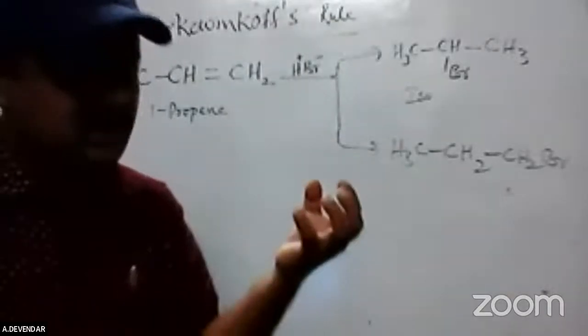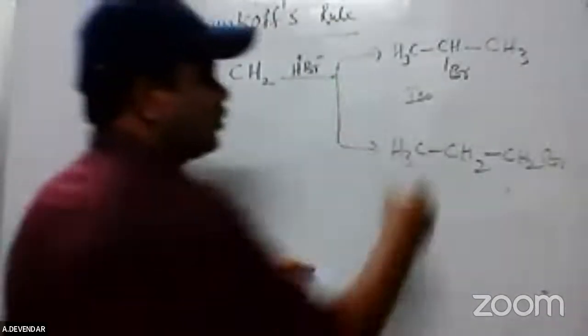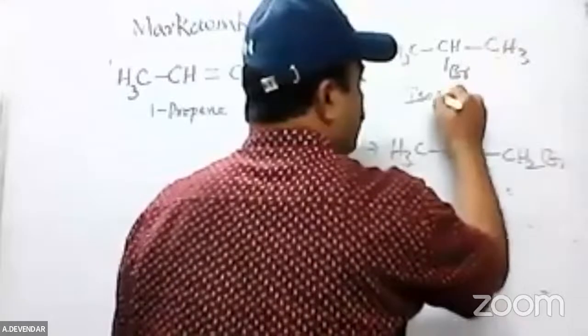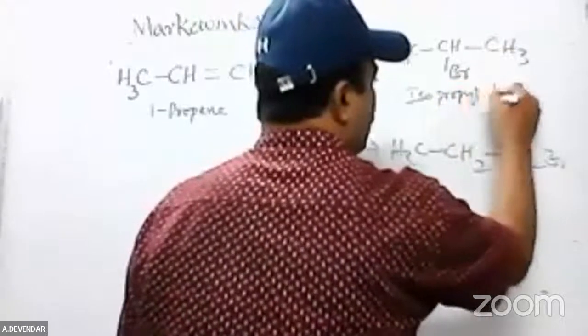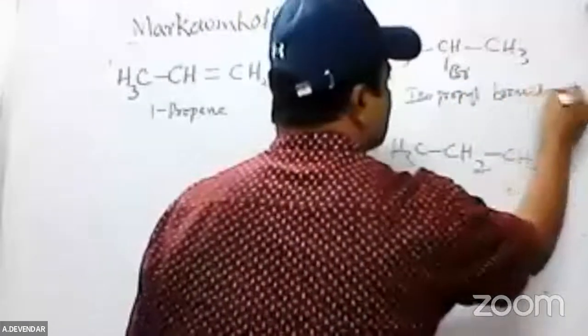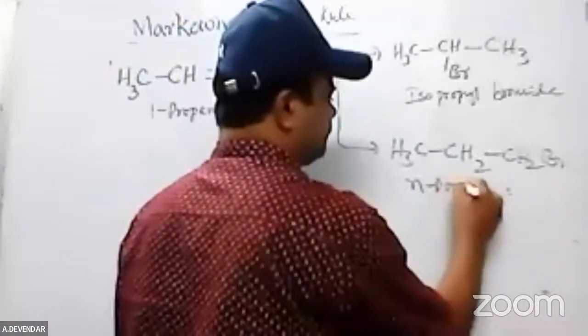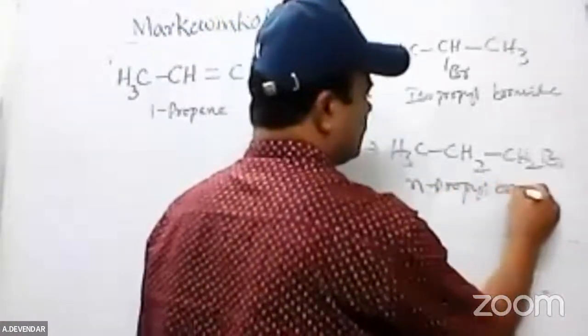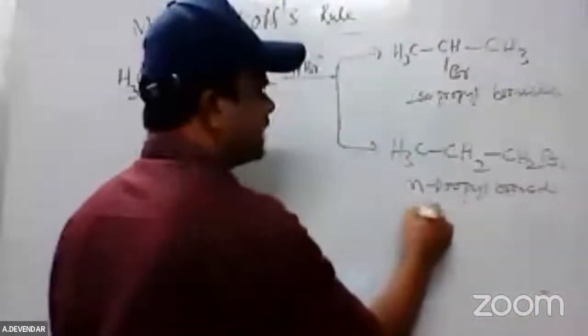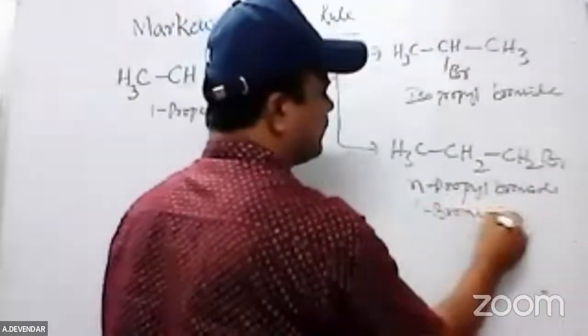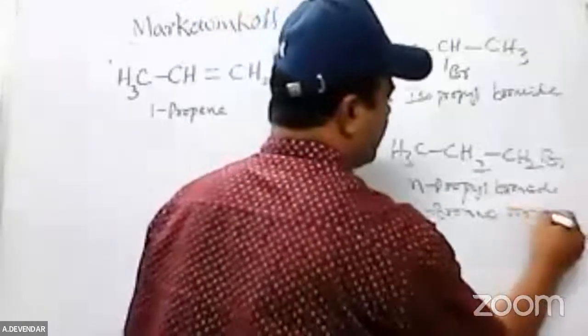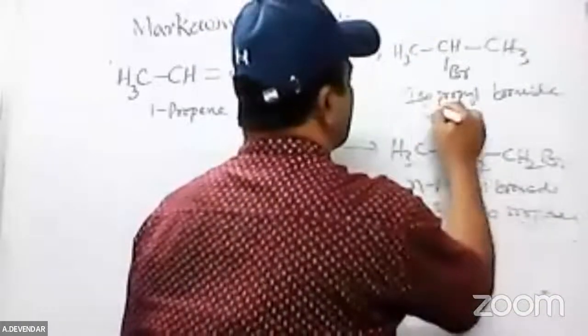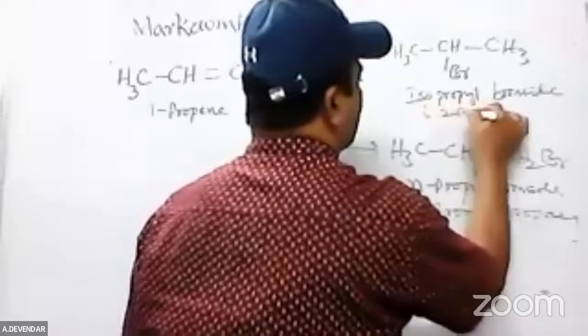When one carbon is attached to the second carbon, it is called iso. Isopropyl bromide. So we have this isopropyl bromide and normal n-propyl bromide. This one is 1-bromopropane, and this one is called 2-bromopropane.